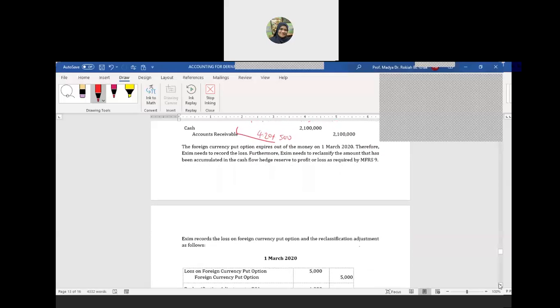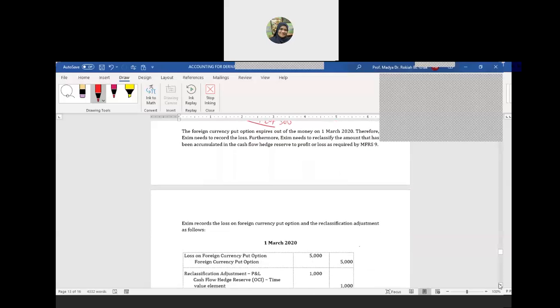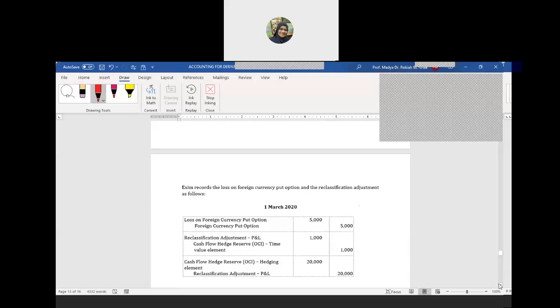And then you're going to have a loss here, loss for the foreign operation, the put options that we have, 5,000 here, because the amount is already out of money. So you need reclassifications of the adjustment to P&L of 1,000, and then cash flow hedge time value of 1,000. And for the hedging elements, the hedging here is only for the intrinsic value.